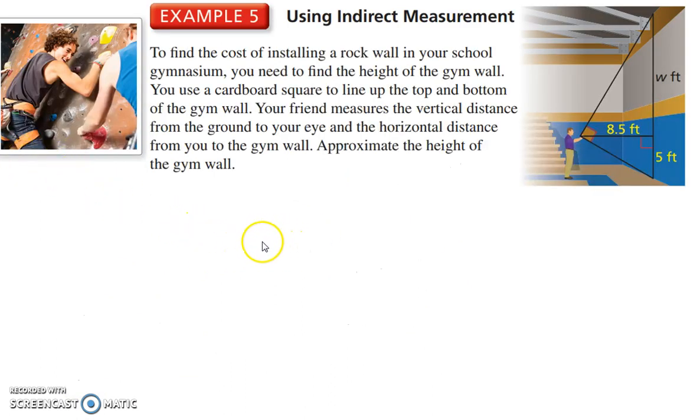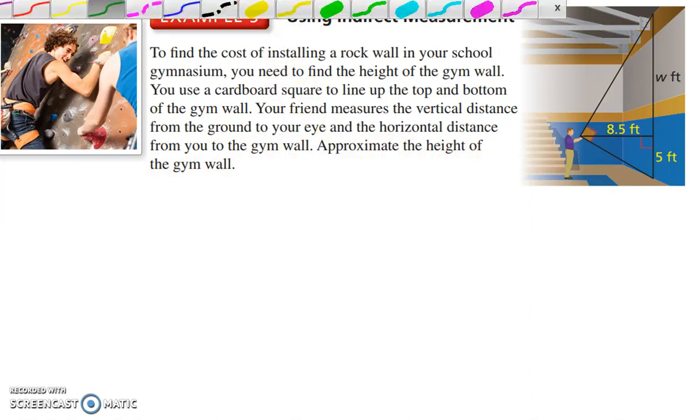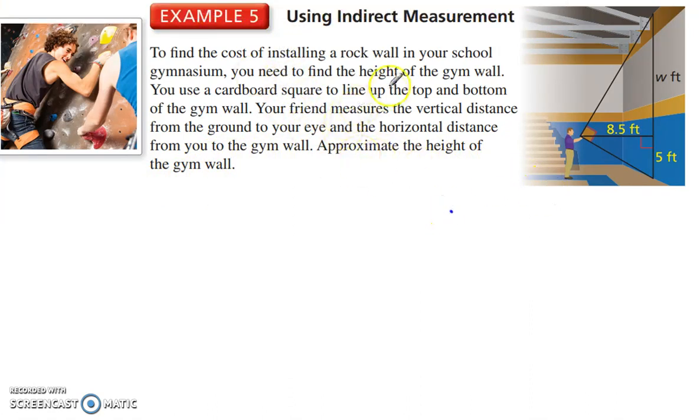All right, using indirect measurement to find the cost of installing a rock wall in your school gymnasium, you need to find the height of the gym wall. Use a cardboard square to line up the top and bottom of the gym wall. Your friend measures the vertical distance from the ground to your eye and the horizontal distance from you to the gym. Approximate the height of the gym wall. Let's look at the illustration over here because they've done a pretty good job, because from the text it's kind of hard to imagine what's happening.